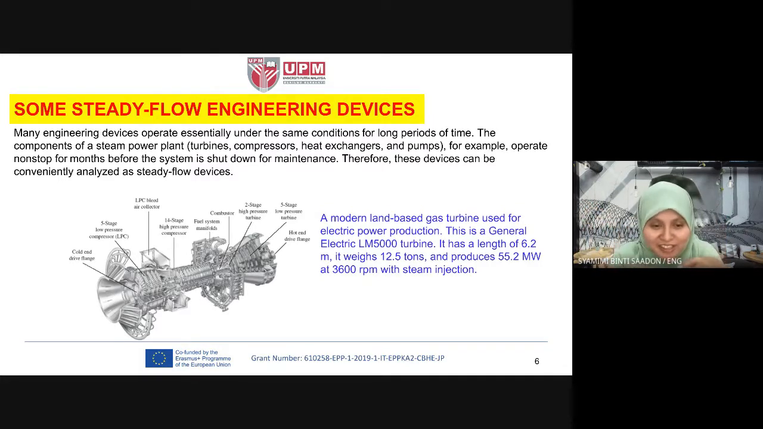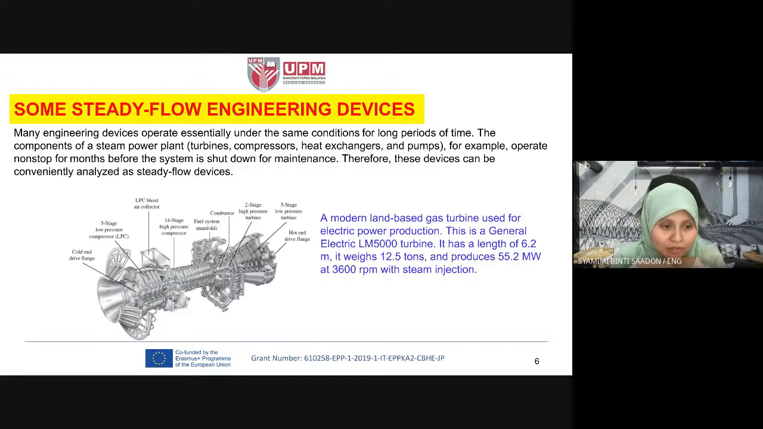So this is the engine aircraft. I think in second year you must already know the figure of the engine aircraft, or gas turbine. Sorry, this one is a gas turbine power plant, but it's more or less the same as a turbofan engine.